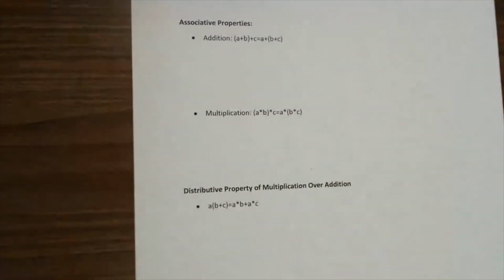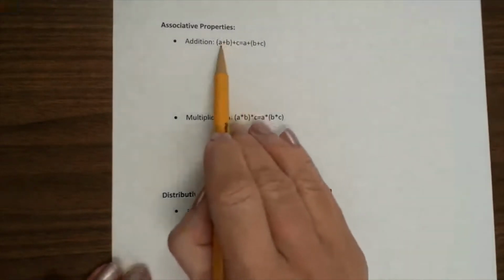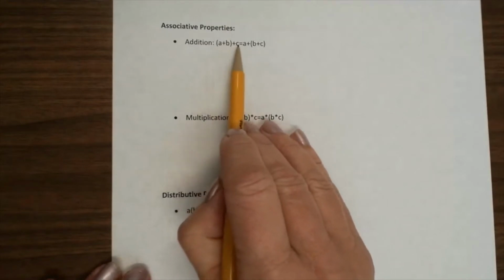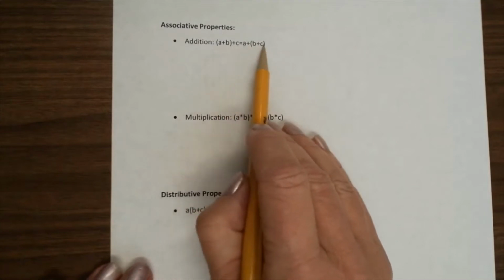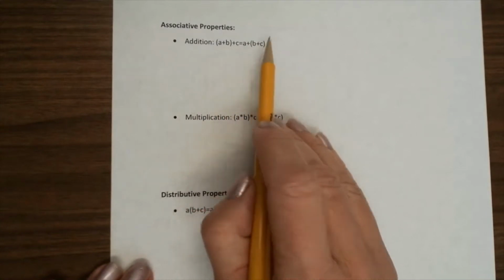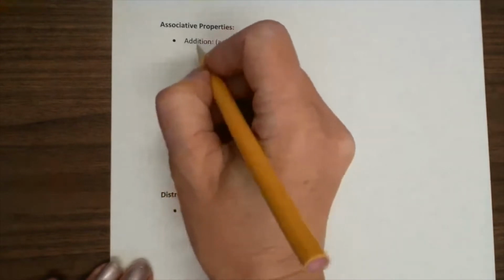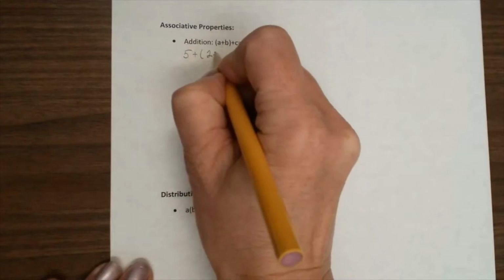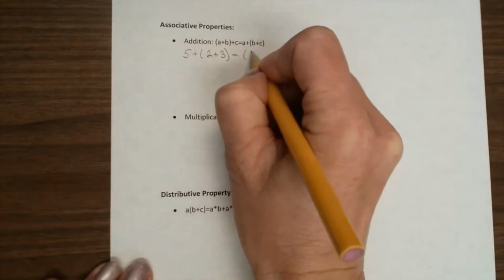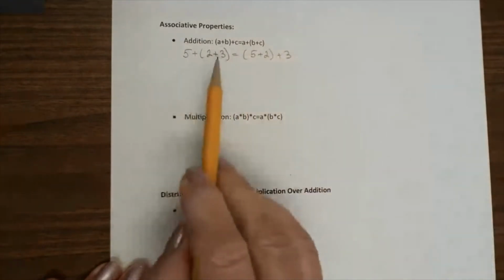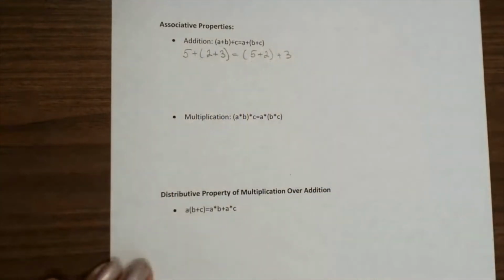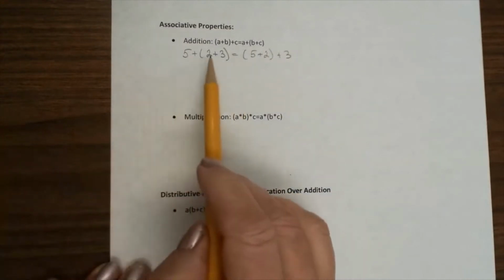Move on to the next property. Associative properties. And here we have A, B, and C. And again on this side, A, B, and C. And you see we just switch places for the parentheses. Let's see how it works with just numbers. 5 plus (2 plus 3) is exactly the same as (5 plus 2) plus 3. You see, I just switch places for parentheses.